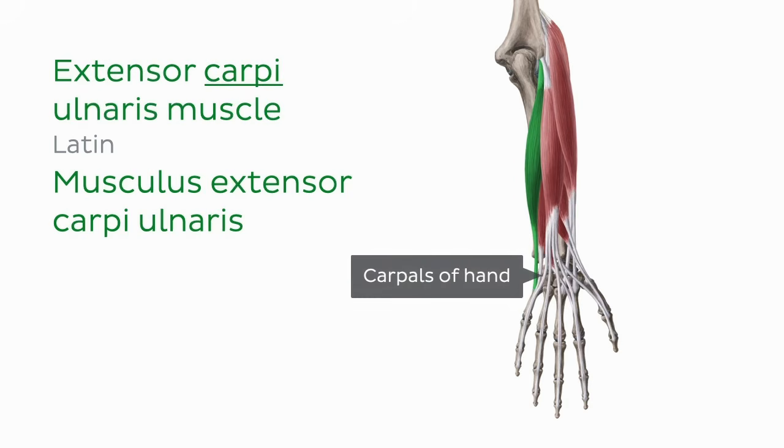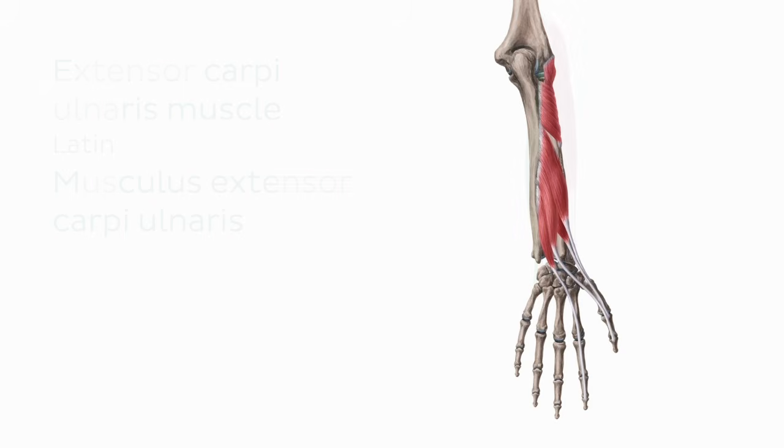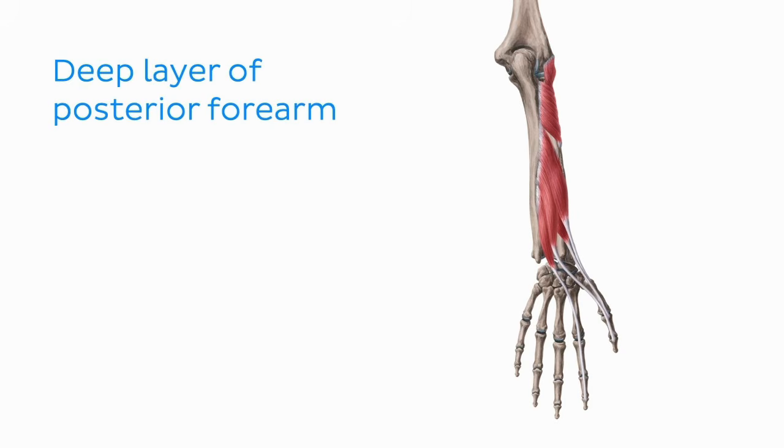Carpi meaning the carpal bones of the hand, and ulnaris indicates the ulnar side or the medial aspect of the forearm along which it travels. This muscle sits just medial to the extensor digitorum muscle along the length of the forearm. We've made it all the way to the deep layer of the posterior forearm.